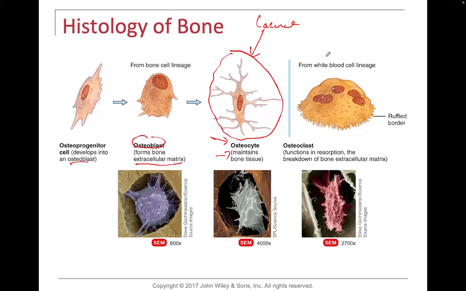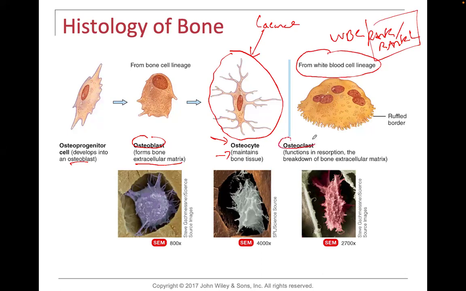Okay, then we have a very important cell that is from the white blood cell lineage. And I'll show you when we talk about something called RANK and RANKL, we'll go over this and see how it comes from stem cells. But this cell right here, that's an osteoclast, it really comes from monocytes.